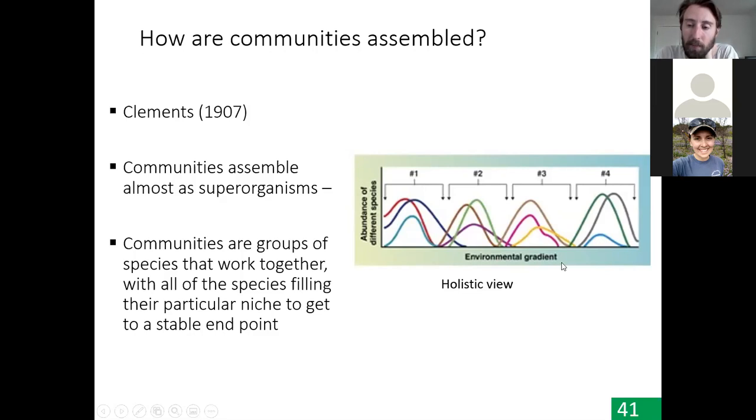Again, we've got an environmental gradient here. So say this is like going up the sides of a mountain, for example. We've got low altitude over here on the left and high altitude over here on the right. We know that communities change as we go from the base of a mountain to the top. So say that we're in West Texas, for example. We've got Big Bend National Park in the Chisos Mountains.